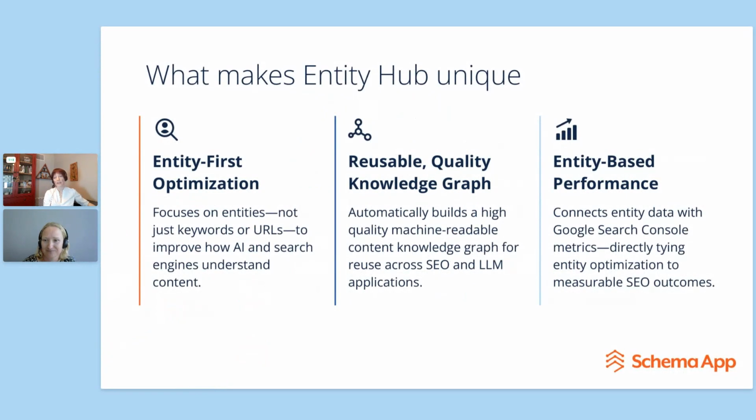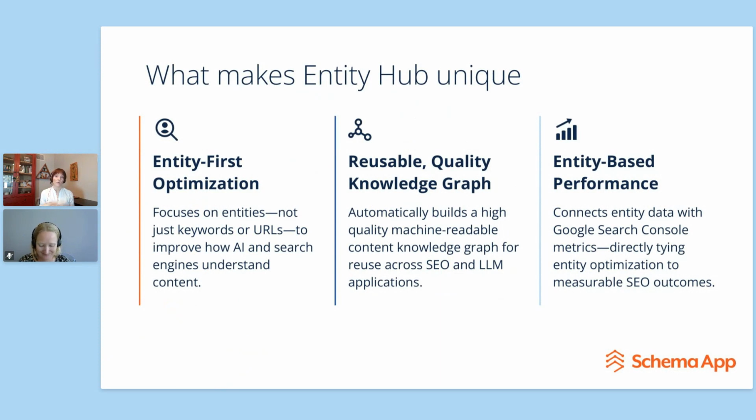Absolutely. So I like to start with what really makes Entity Hub unique. All of the tools that make up the solution are prioritizing entity-first optimization. We know that search, the way that people are accessing information, the way that people are querying for information, it's all around entities. It's not just about keywords. And that needed to be at the center of what we were building. The output is going to give you this amazing, high quality, well curated knowledge graph that then can be used across SEO and large language model applications, as Martha mentioned. MCP is going to be a big thing that we're tackling in the near future.